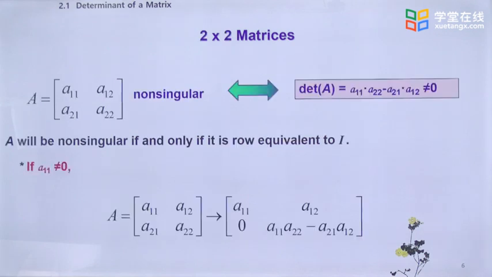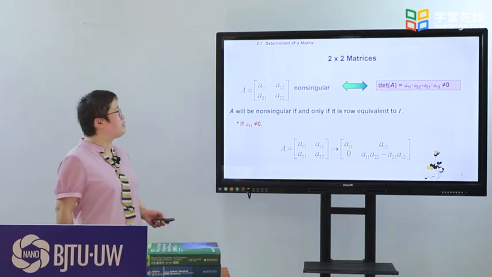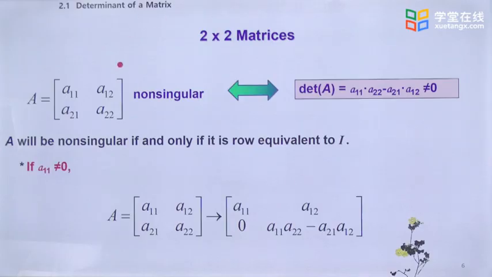Now we see the 2 by 2 matrices. Here, we have a 2 by 2 matrix A defined like this: A11, A12, A21, A22. We know that A will be non-singular if and only if it is row equivalent to the identity matrix. So first, we consider the general case, A11 does not equal 0.